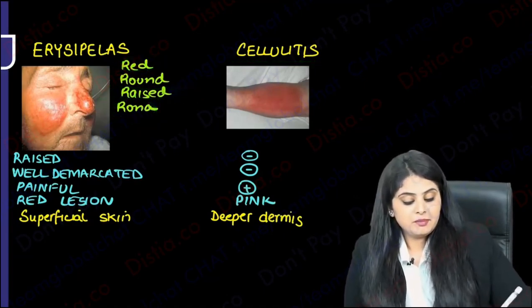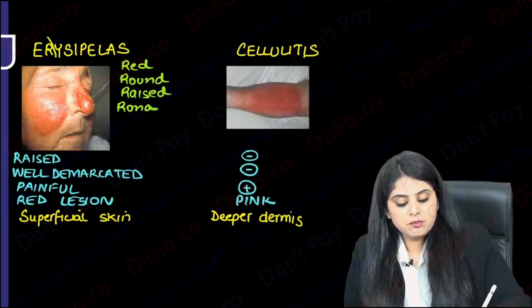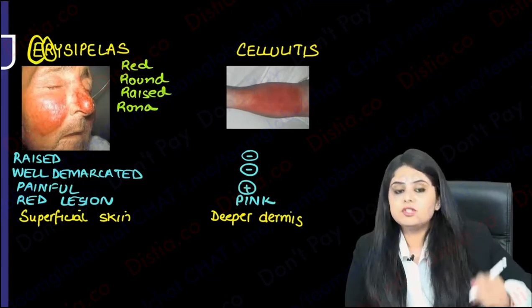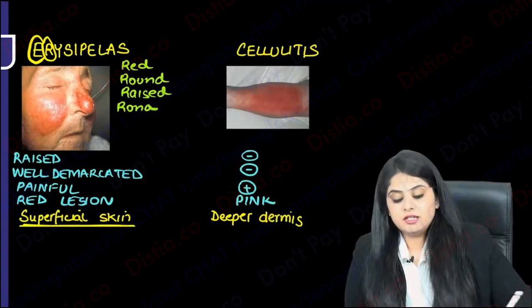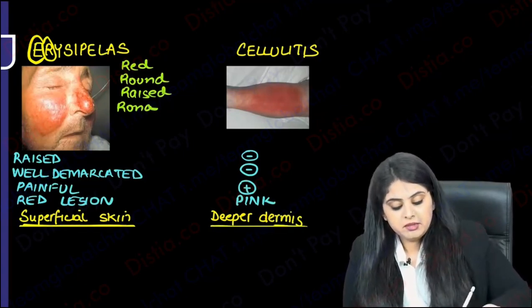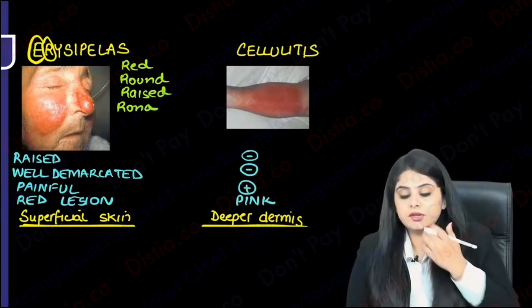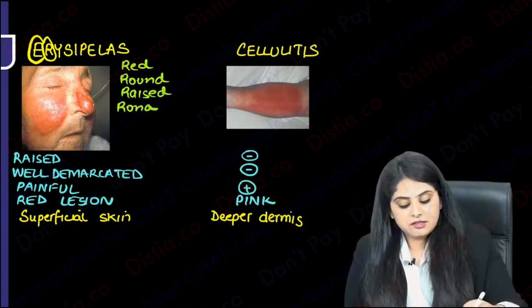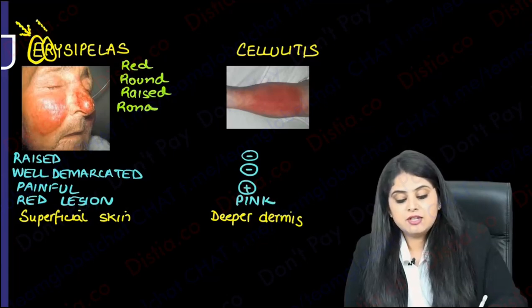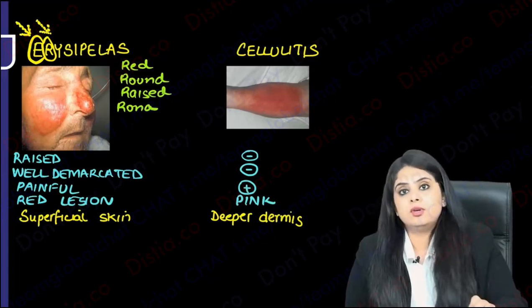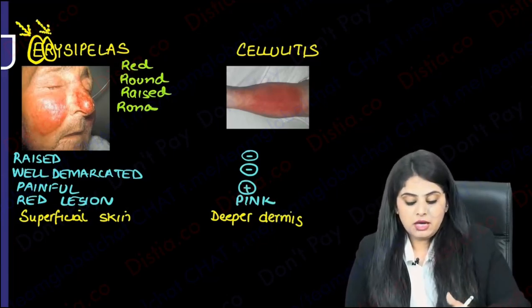Now remember, erysipelas, when R was given so much importance, I studied that the E is feeling left out. In erysipelas the superficial skin, the superficial epidermis and dermis, is affected, whereas in cellulitis the deeper dermis gets affected. Simple, sorted for everyone. So for erysipelas we have ended up making a beautiful mnemonic. Epidermis and dermis mean the superficial layer, and red, round, raised, Rona. Cellulitis is the opposite. Now what am I left with?